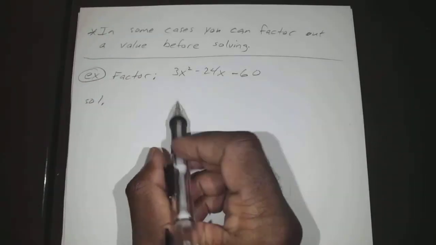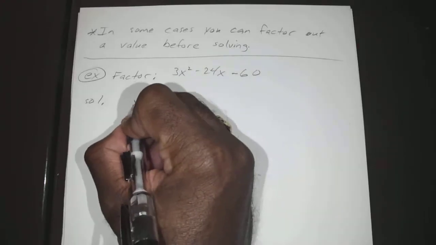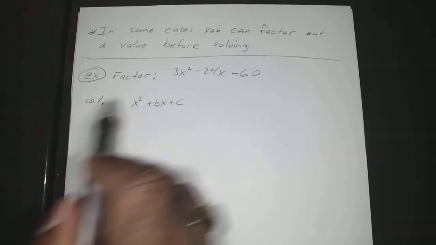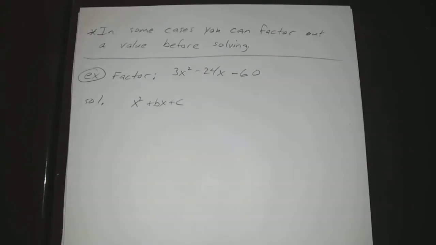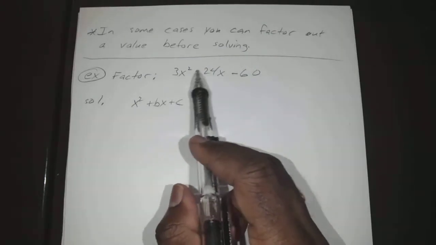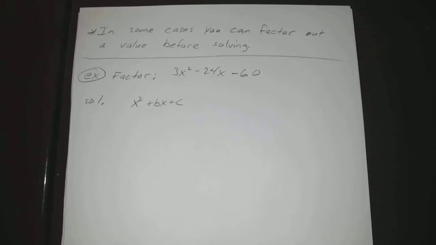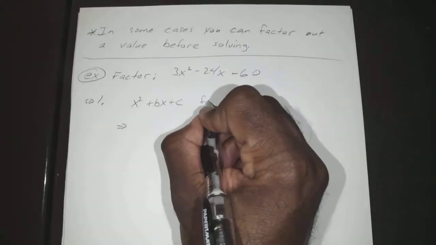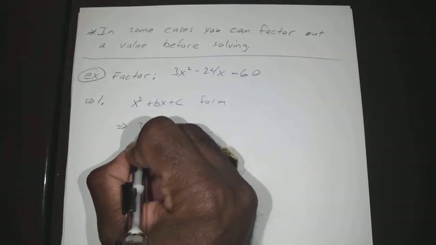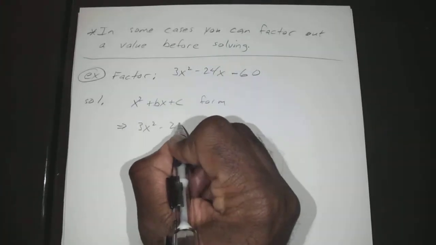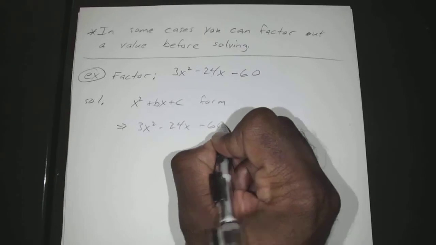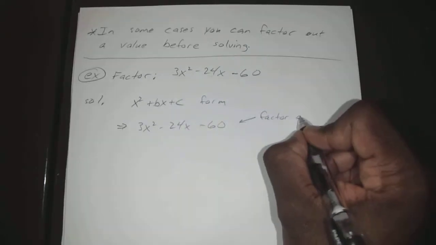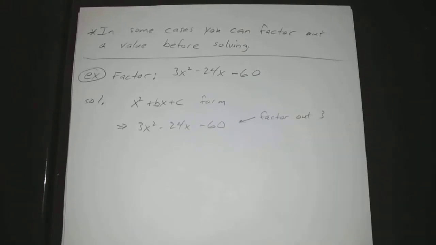So for this one, remember it has to be in the form x squared plus bx plus c, which means we can't have anything in front of the x squared. Just so happens we can factor 3 out of each of those terms. So for 3x squared minus 24x minus 60, we can factor out a 3.